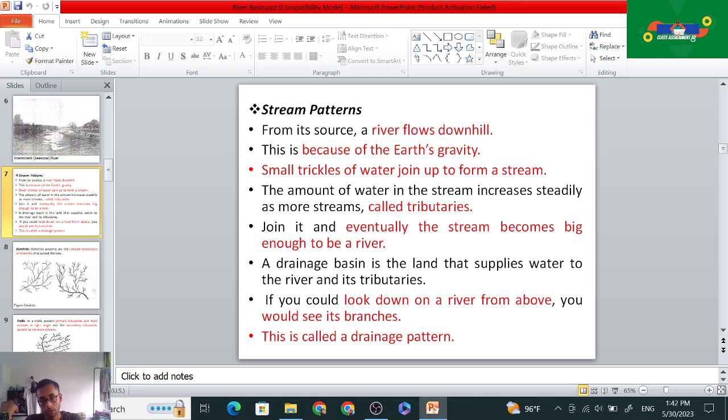So what is the stream pattern? From its source the river flows down hill, and this is because of earth's gravity. Small trickles of water join up to form a stream. The amount of water in the stream increases steadily as more streams, called the tributaries, join it, and eventually the stream becomes big enough to be a river. And a drainage basin is the land that supplies water to the river and its tributaries, and if you could look down on the river from above, you would see its branches, and it is called the drainage pattern.